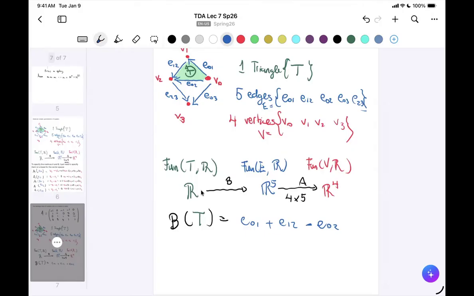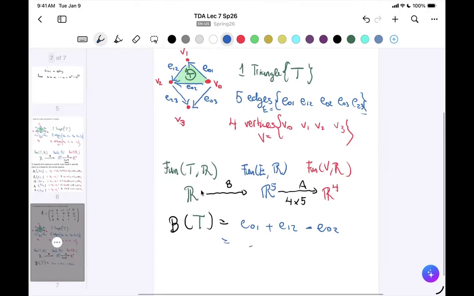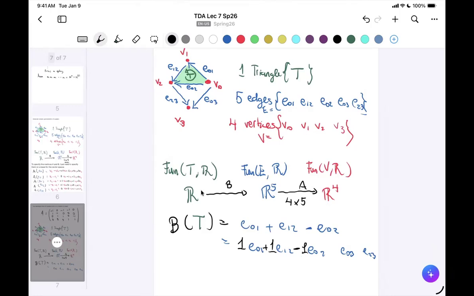So if you move counterclockwise, you're moving in the same direction as E01. You're moving in the same direction as E12, but then you're going against E02. That's why there's a minus there. And one way to write this is with E01, E12, E02, E03, E23. So this would be 1 times E01 plus 1 times E12 minus 1 times E02 plus 0 times E03 plus 0 times E23. Right? That's explicitly as a combination.